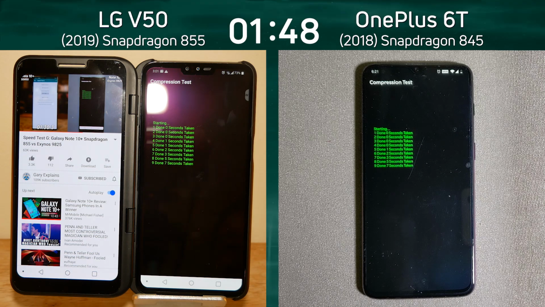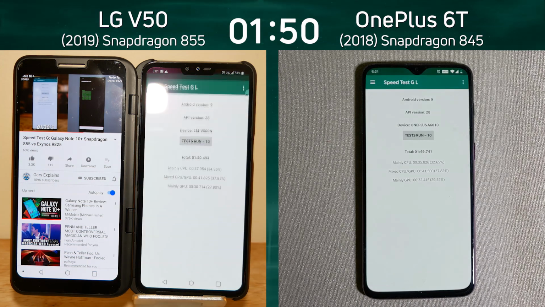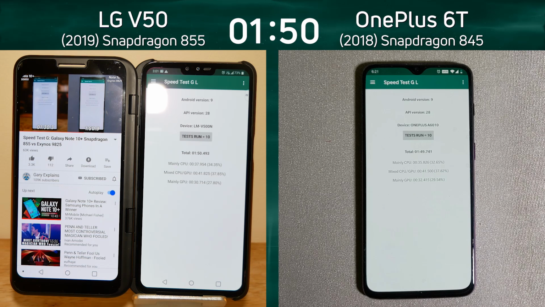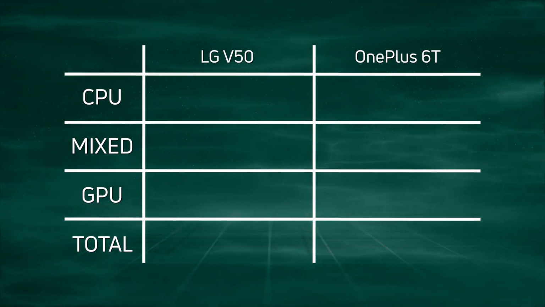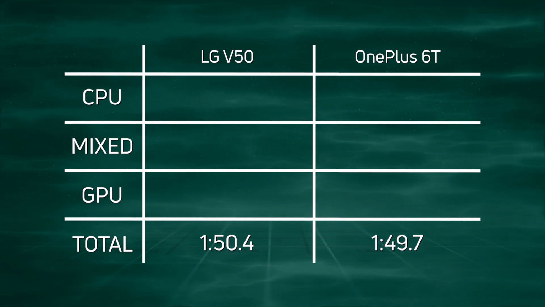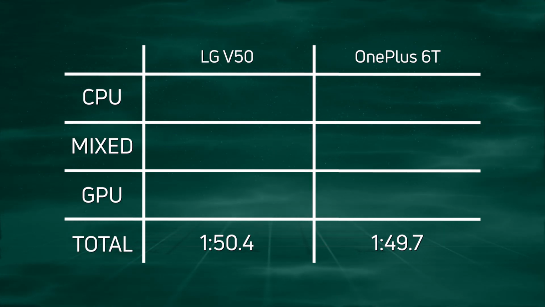Looking at the other screen there, we can see the Note 10 has already finished the race. There we go. 1 minute and 49.7 seconds and 1 minute 50.4 seconds. Okay, let's break down the times and see what happened. So the OnePlus 6T was just a fraction of a second faster with an overall time of 1 minute 49.7.